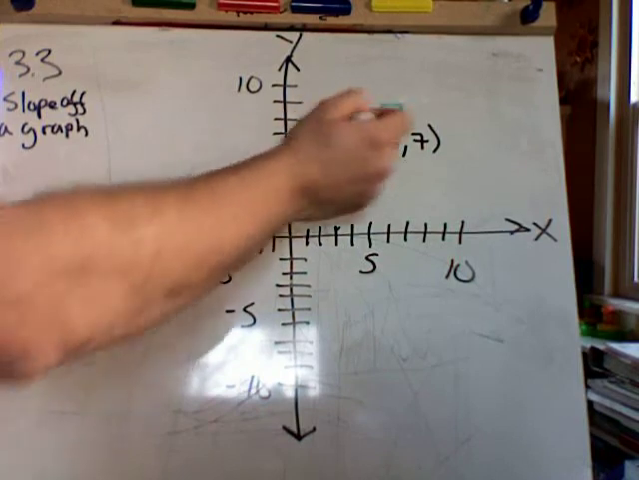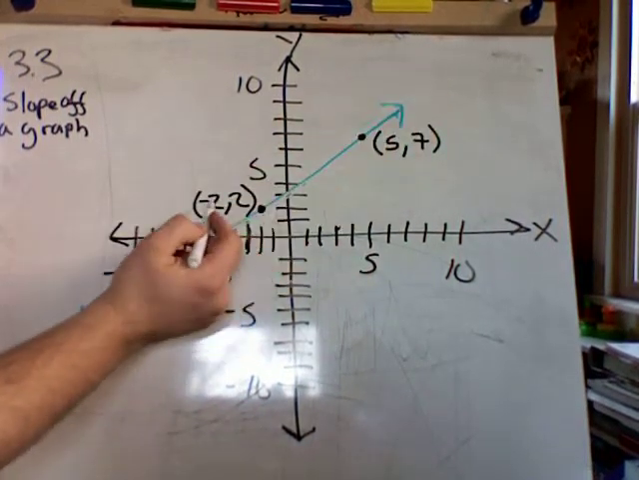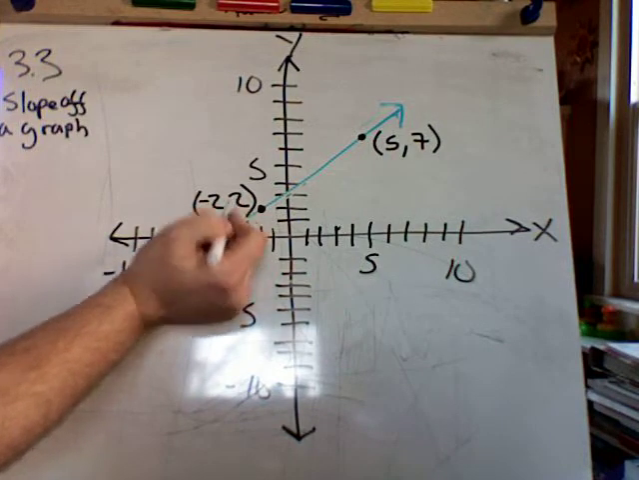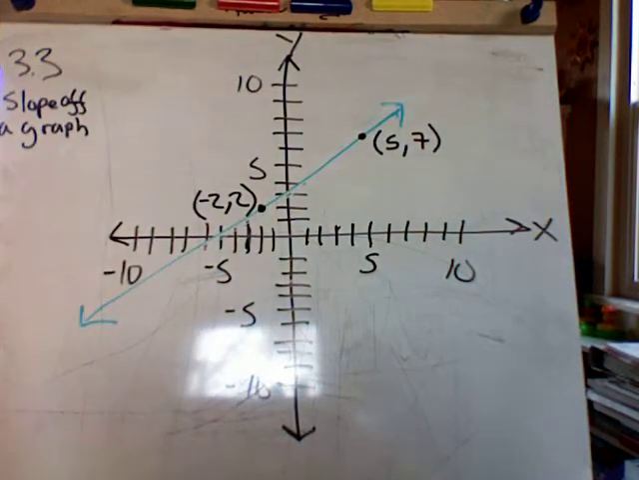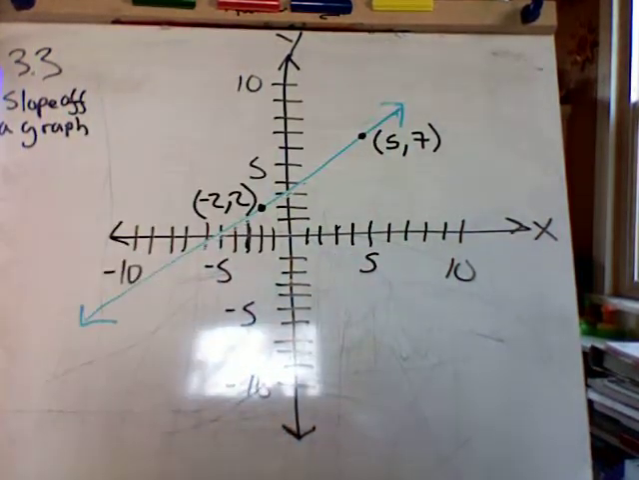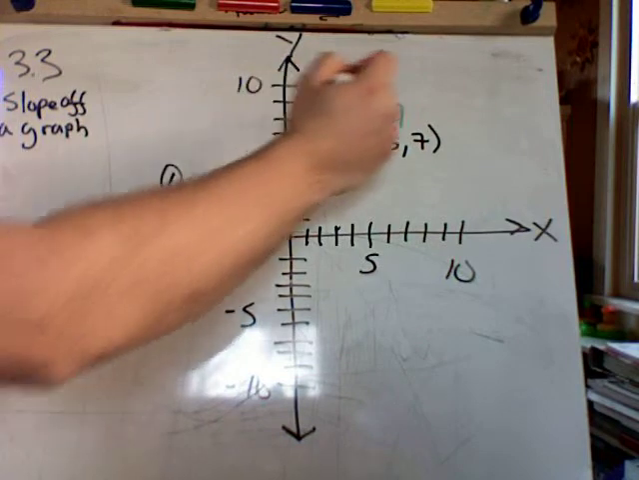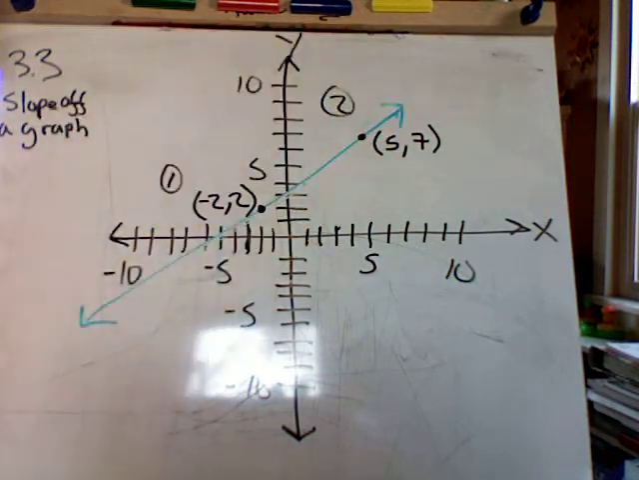So I've already predetermined 2 different points that I'm going to use here, of this line. So I've got the data points (-2, 2) and (5, 7). Well, I'm going to call one of these point 1, the other one point 2. Doesn't matter which. Let's call this one point 1 and this one point 2.